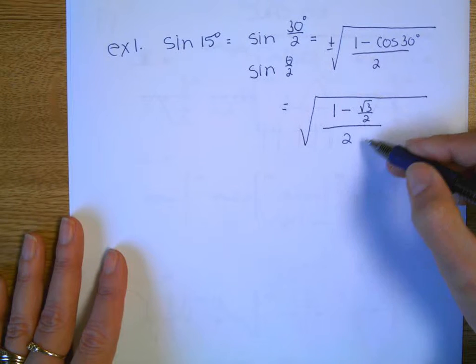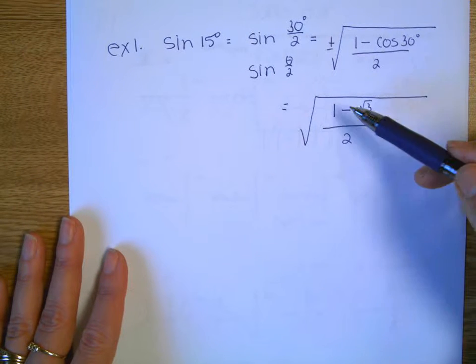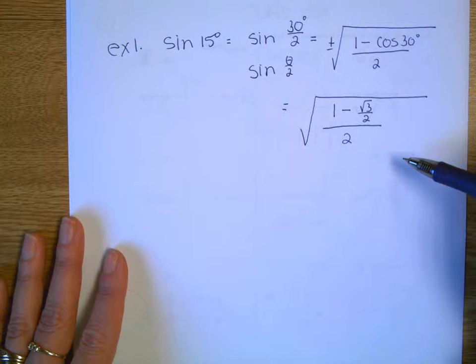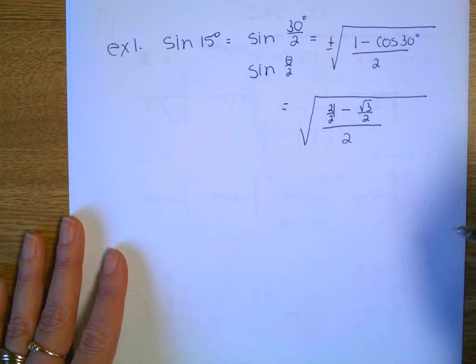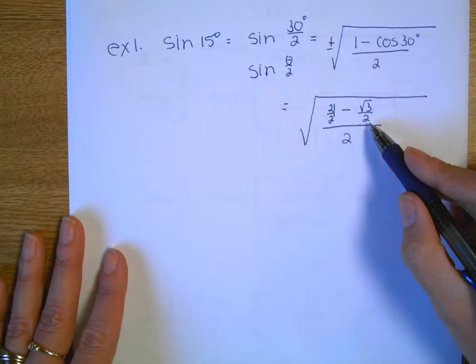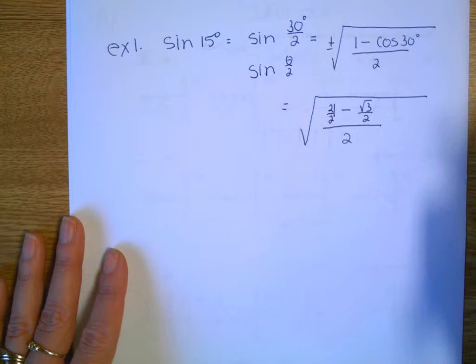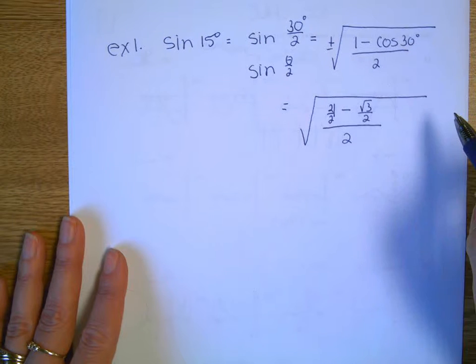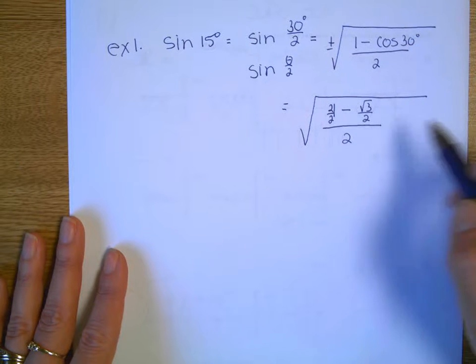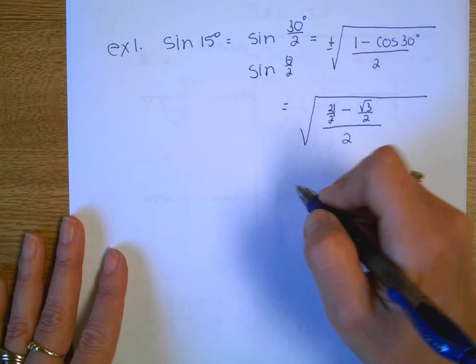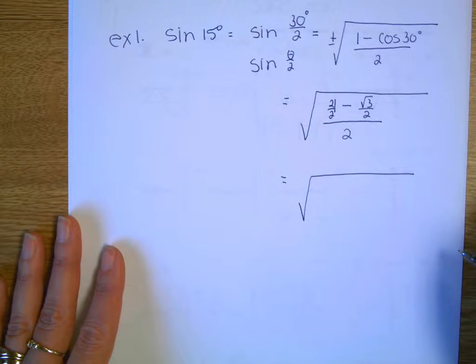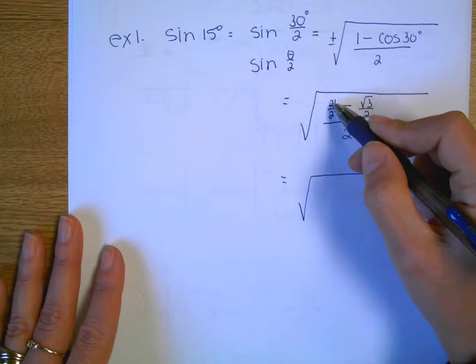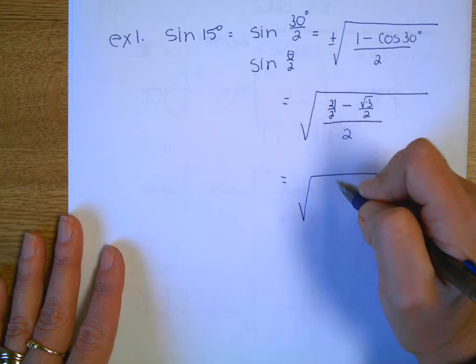Now it's just a matter of simplifying this ugliness in here. What do you want to change the 1 into? 2 over 2 would be a good choice, Kenley, because that equals 1, and it has a common denominator with this here. Now I'm going to make a single fraction in the top, so I'm going to have 2 minus the square root of 3 all over 2.